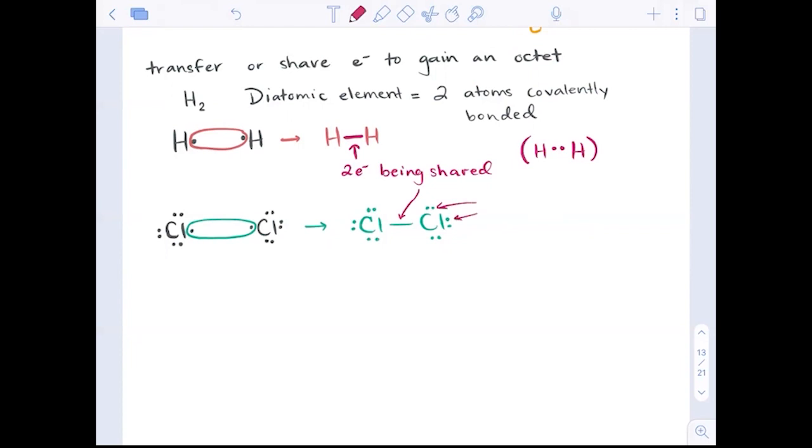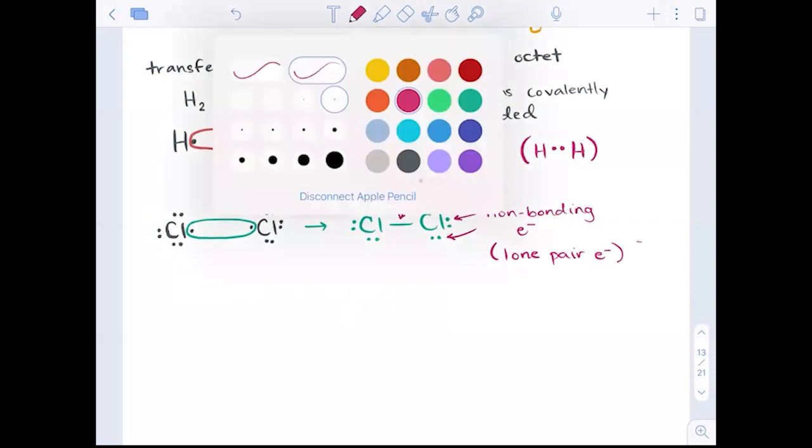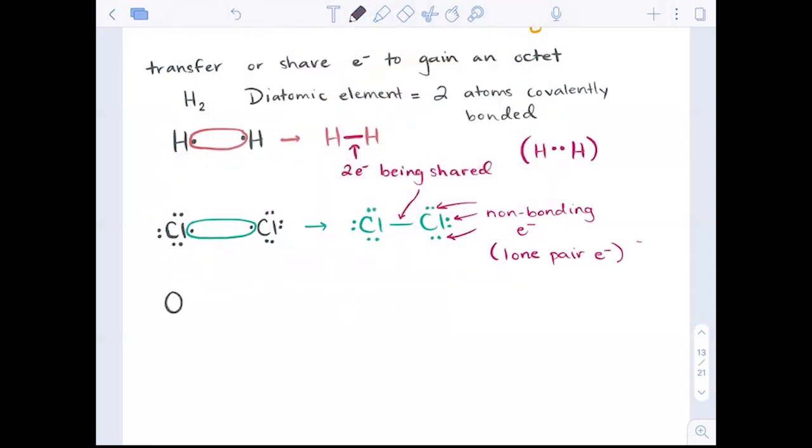These guys on the outside are what we call non-bonding electrons. They do not need to bond because they are already paired up in the valence shell. That's something that's understood with Lewis structures. We can also call them lone pair electrons. Now, all of the diatomics that we'll see have this bonding in nature.